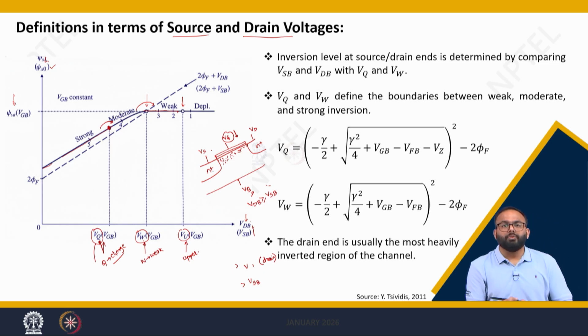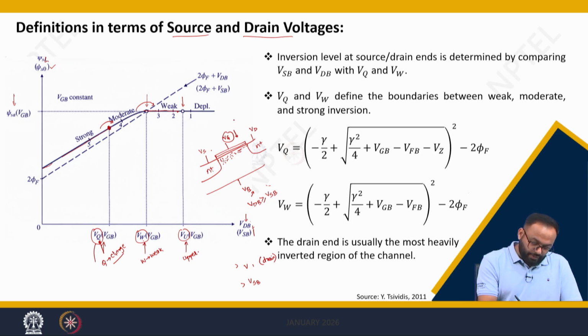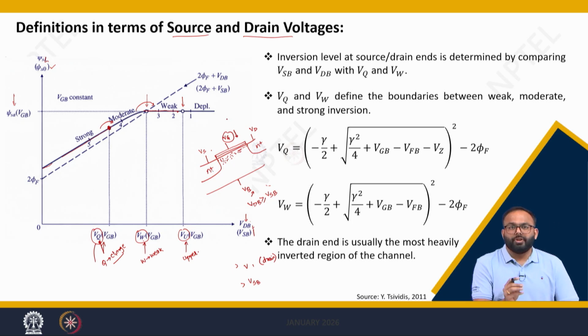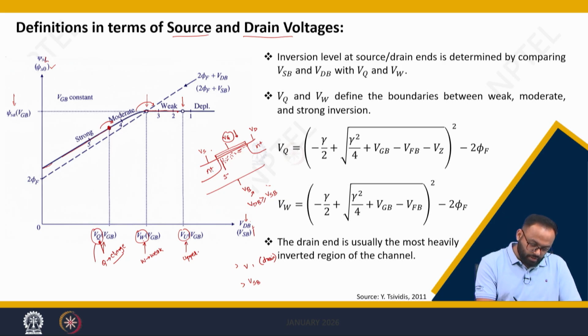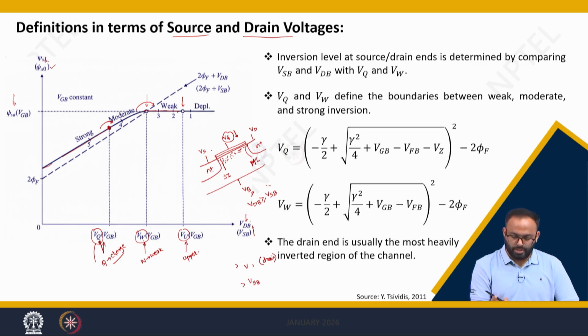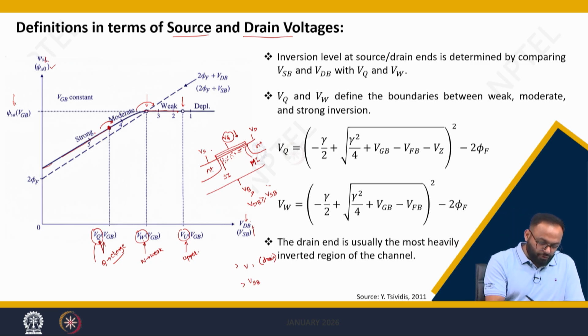Is that okay? Now how can I decide in which region of operation I am working? In our previous lecture also we decided that the region of operation is defined by seeing the heavily inverted channel present in the MOSFET. Meaning if my source is strongly inverted and drain is weakly inverted, I can say my transistor operates in strong inversion. If my source is working in strong inversion and drain is in moderate inversion, I can still say I am in strong inversion.